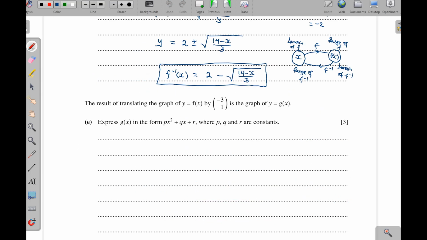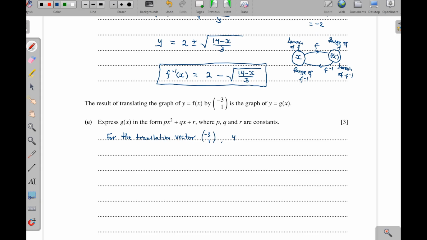As simple as that. The result of translating the graph of y is equal to f of x by negative 3, 1 is the graph of y is equal to g of x. Express g of x in the form, this one here, where p, q, and r are constants. Okay, so what do we do here? For the translation, the vector is negative 3, 1, okay?